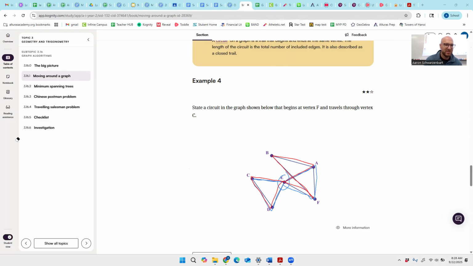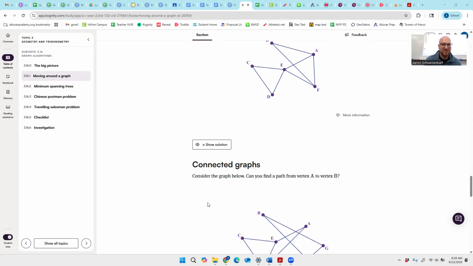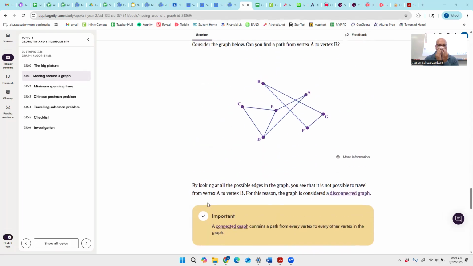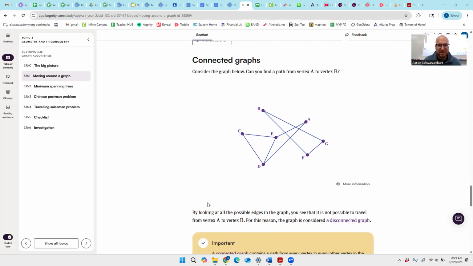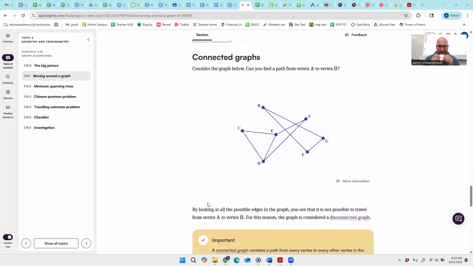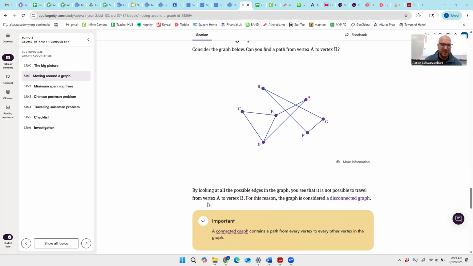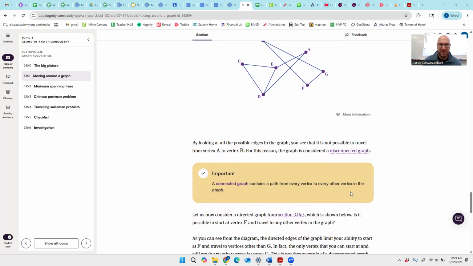A couple more definitions, and then we're on to the next section. So this graph is what we would call a disconnected graph. You cannot get from A to B, can you? A connected graph contains a path from every vertex to every other vertex.